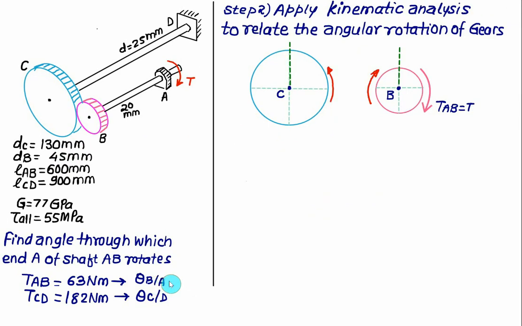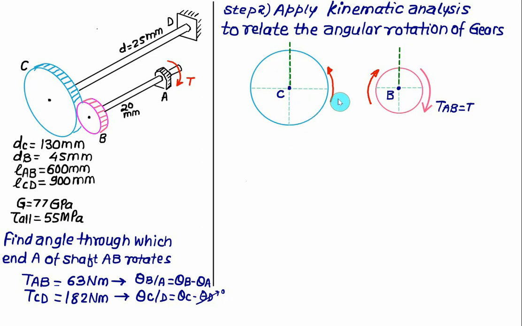So we can calculate the twist between B and A, that is theta B minus theta A. We'll be using the equation of the torque AB to calculate theta B with respect to A. Theta C with respect to D is the same as theta C minus theta D, and theta D will be equal to 0. The only thing here is that we want to relate the values of theta B and theta C. So again we'll consider the mesh of the two gears B and C, and apply kinematic analysis to relate the angular rotation of gear B and gear C.